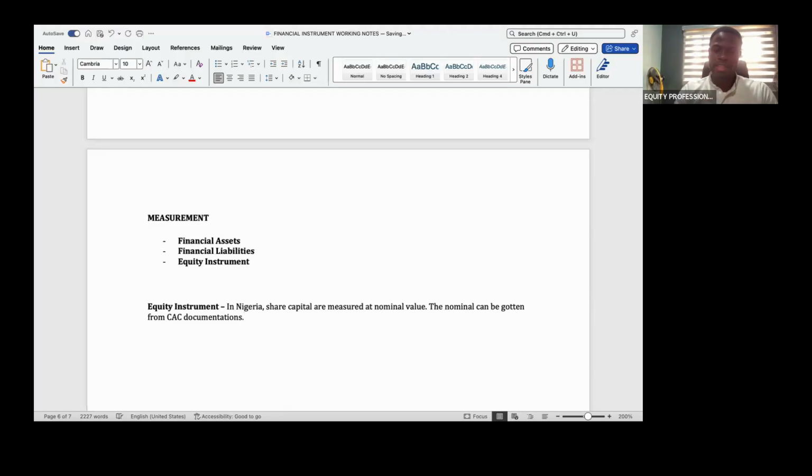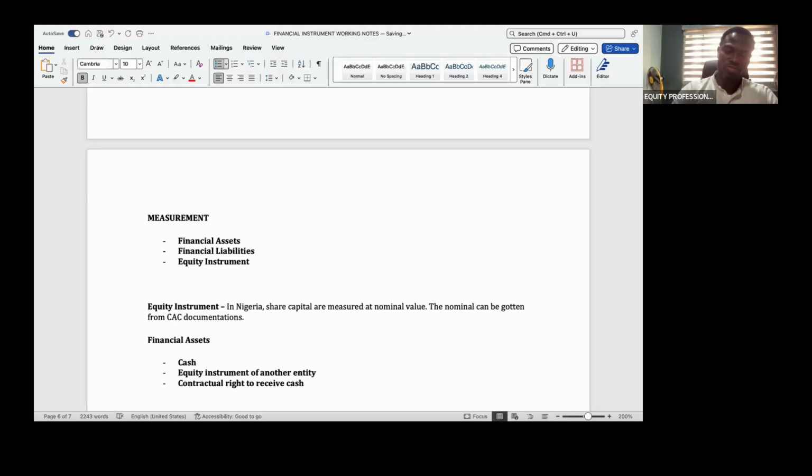Now, let's go to the next one, which is financial assets. So how do you measure financial assets? Remember that financial assets are three. I taught you when I was defining financial assets that a financial asset can be cash, it can be equity instruments of another entity, and it can be contractual rights to receive cash.